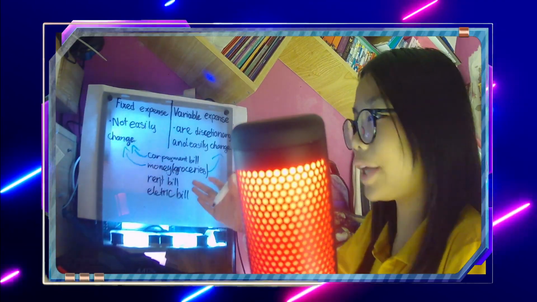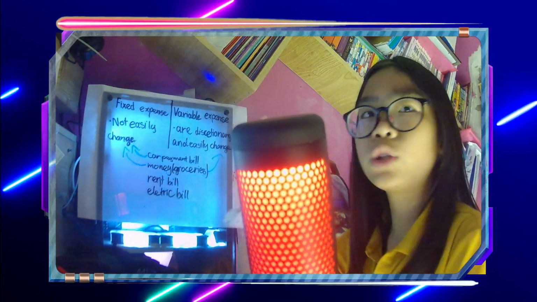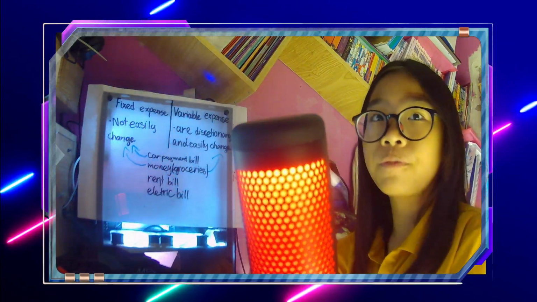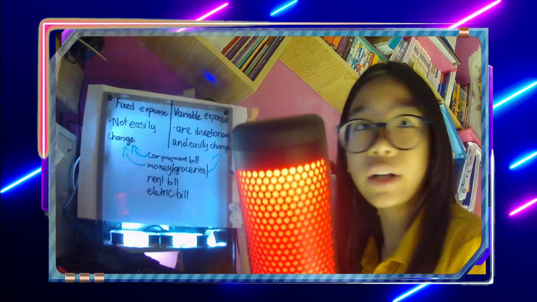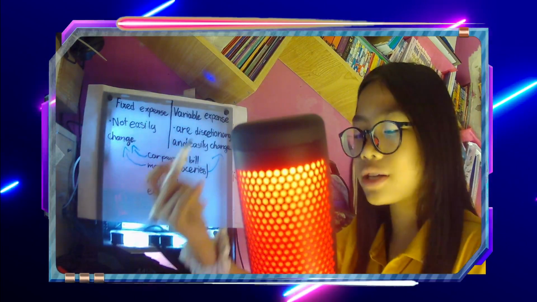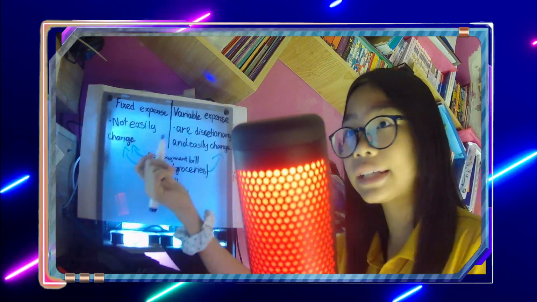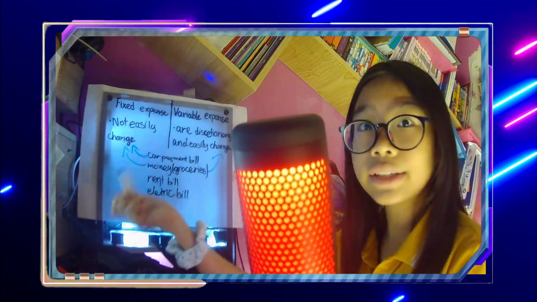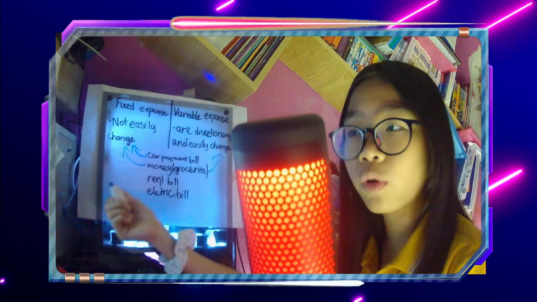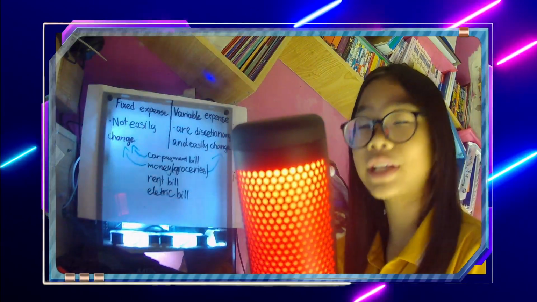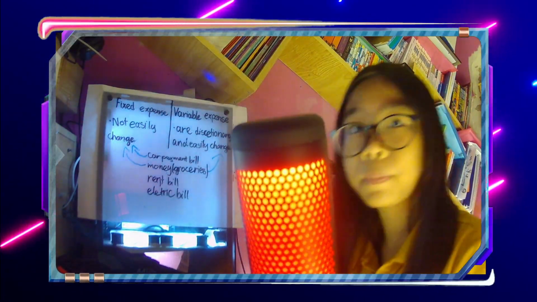Next up, a rent bill. Okay, rent bill. So you already rent something, so you always pay the same amount of money. It's not going to change. Let's say you rent an apartment and it is $100 a week. It is beautiful. It has electricity and everything, and you already paid for that in the $100.